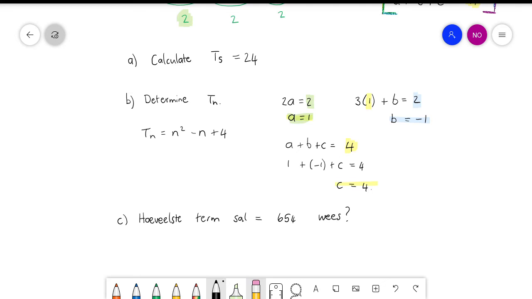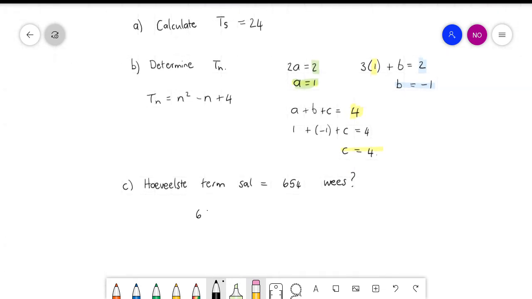So which term of the sequence will be equal to 654? Which means I'm looking for a position. Nee, ek soek 'n posisie in hierdie getalpatroon. Do you guys agree? Now the position is represented by the n. Die term self word voorgestel deur die Tn. So where am I going to substitute the 654? For n or for Tn? Tn. So I'm going to say 654 is equal to n squared minus n plus 4. And I'm solving for n.